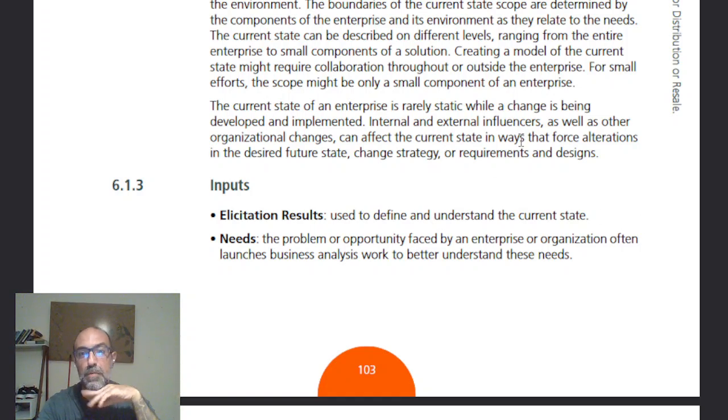So internal and external influencers as well as other organizational changes can affect the current state in ways that force alterations in the desired future state, change strategy or requirement design. So that's something that we have to keep an eye on, right? Because ultimately what we're doing is trying to bring an external change into something that's already moving. So we have to find a way for us to flow properly with whatever change we're designing.